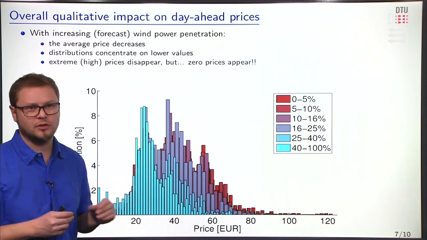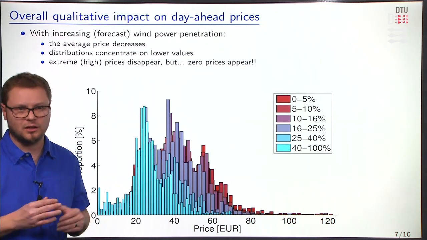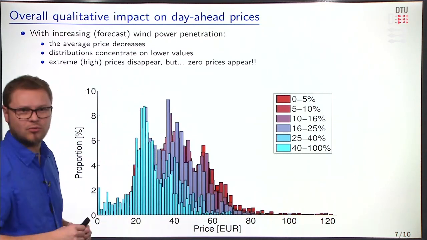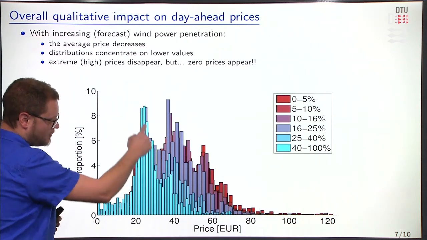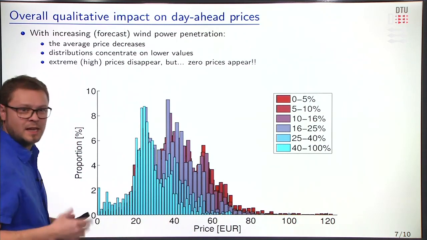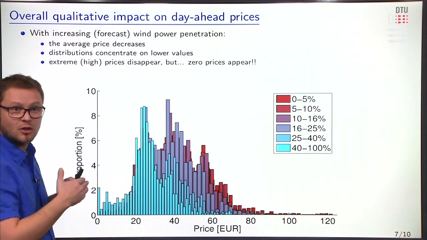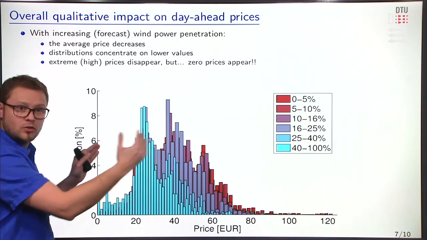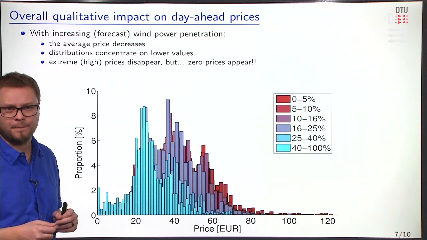The shape of the distribution is also changing. Here, the tail may be quite fat towards the high prices, but then when we have very high forecasted wind power penetration, the tail is not very fat. So that means there's not a tendency to have higher prices. The prices tend to concentrate in the low area.